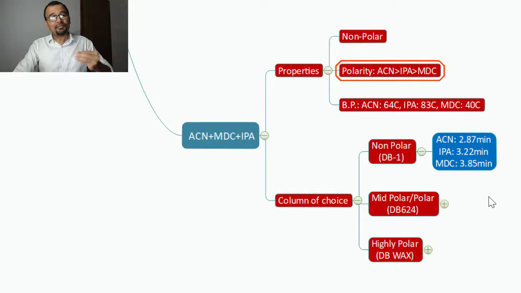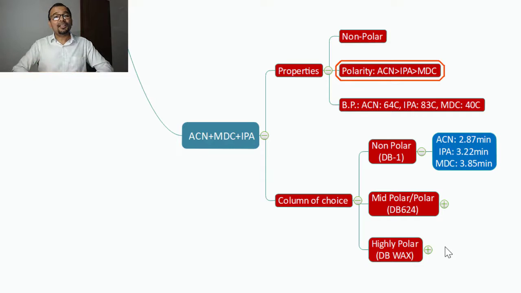ACN being polar has the least interaction and is eluting very fast, and MDC being non-polar has a good amount of interaction and hence is eluting late into the chromatographic run. So this is the way the non-polar stationary phase like Db1 can help you out in separation of these three compounds. The second column is now the mid-polar or the Db624.